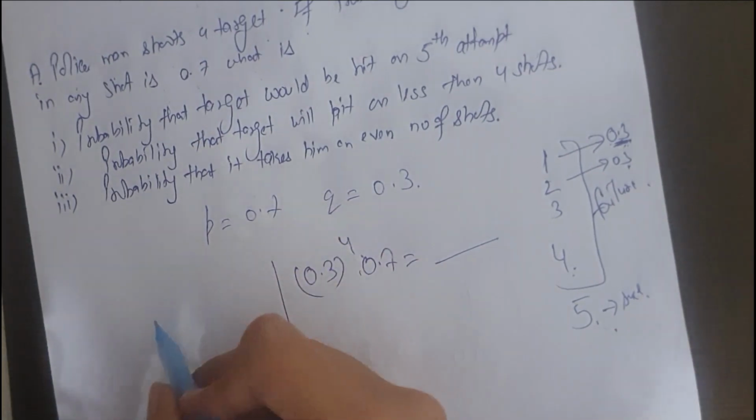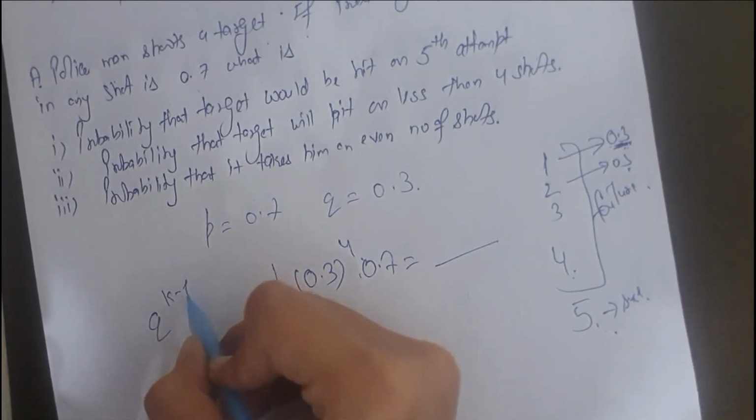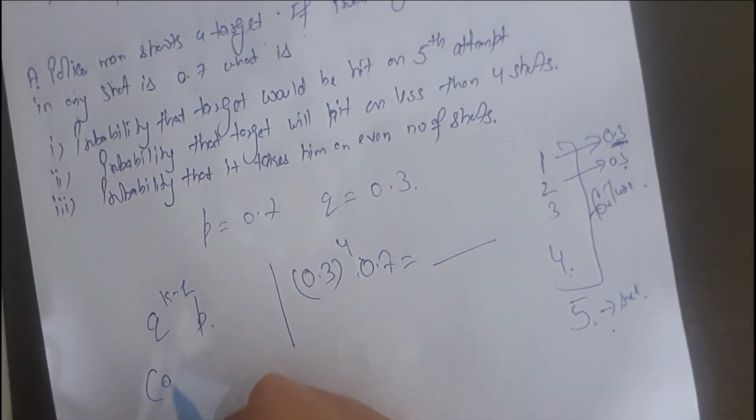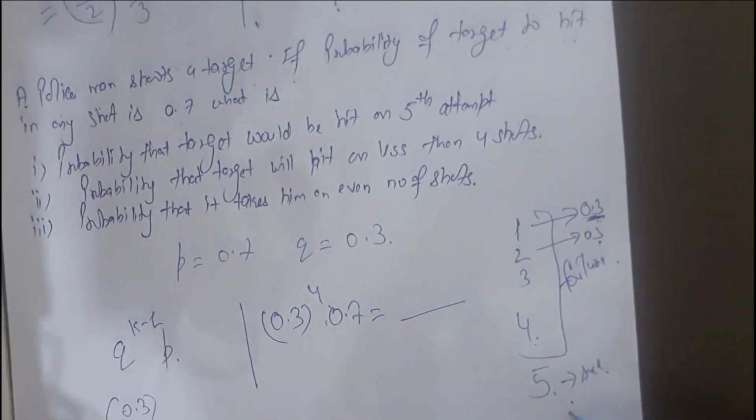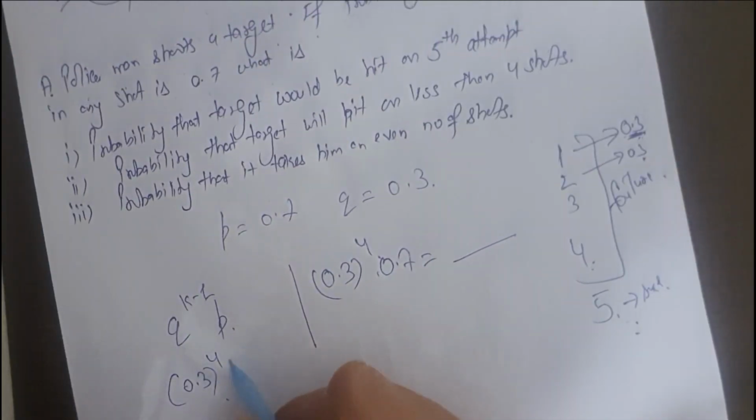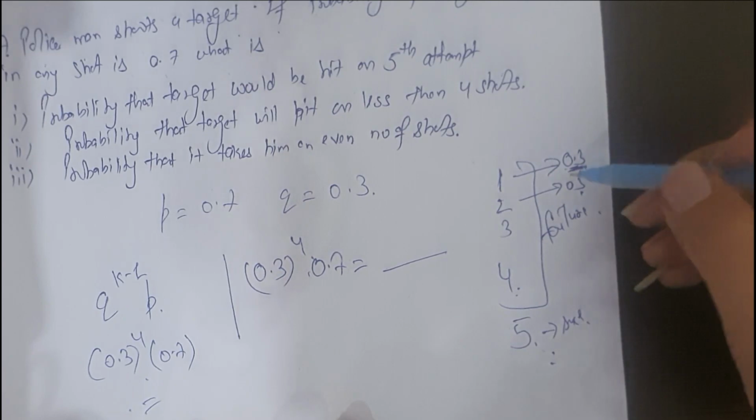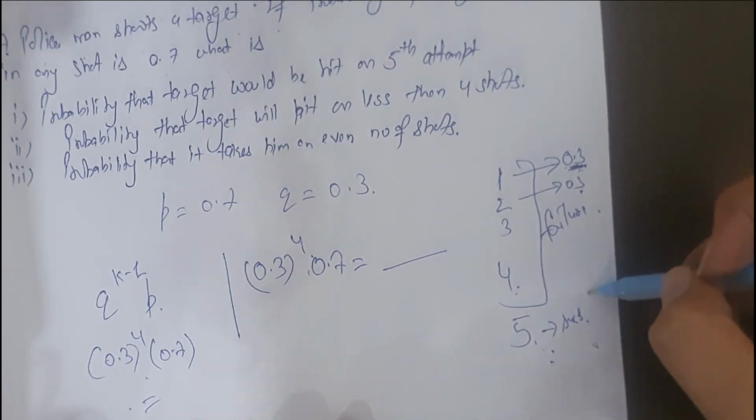If you want to go by formula, that is q to the power k minus 1 into p. Q is 0.3. The total number of cases is 5. 5 minus 1, 4, into 0.7. Same. If you want to go by understanding, then this is a way.